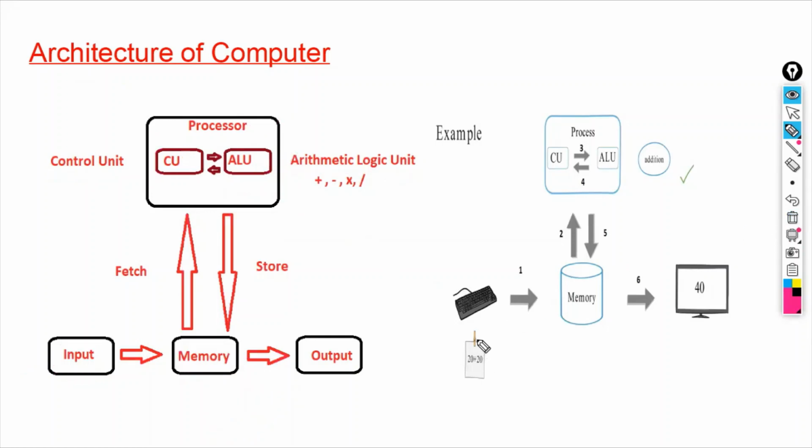If you see here, we are giving input through this keyboard, 20 plus 20. Then it will go to memory. Memory is nothing but your RAM. From RAM, the CU will take the information and provide it to the ALU. The ALU does the calculation and provides the answer to the CU. The CU will send the answer to this memory. Memory will send the answer to the output device port.